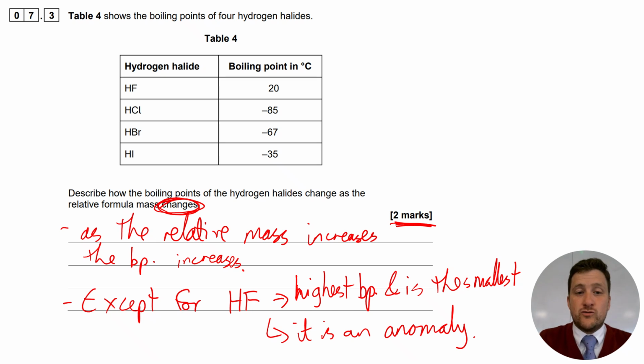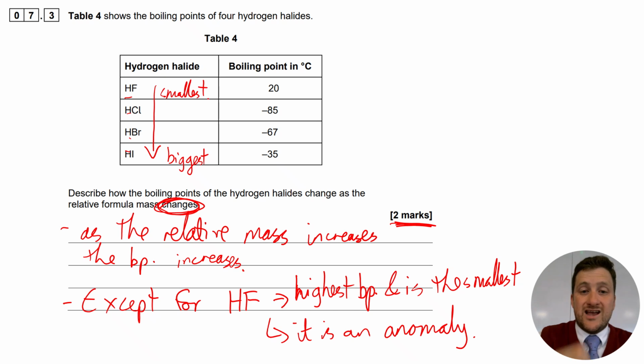How did I know that the relative mass? Well, I was looking at these, and hydrogen always stays the same, so we sort of ignore that. As I go down this table, I go down group 7, which means this is the biggest, and this is the smallest. They haven't actually put that in the table. They want you to see that trend.